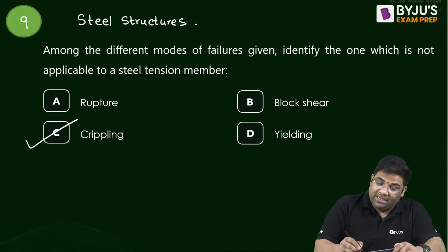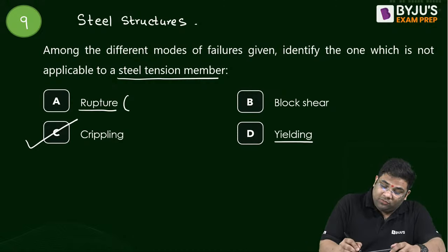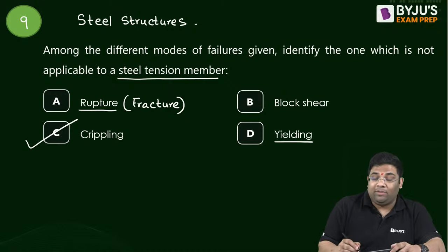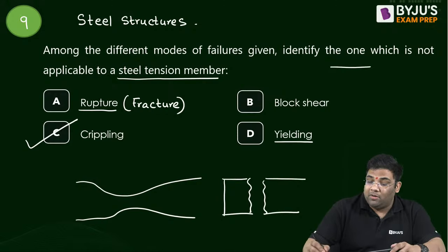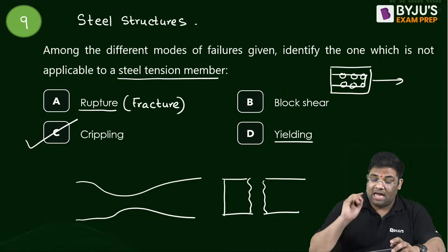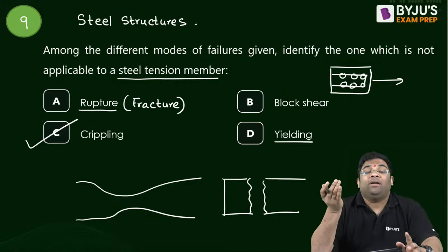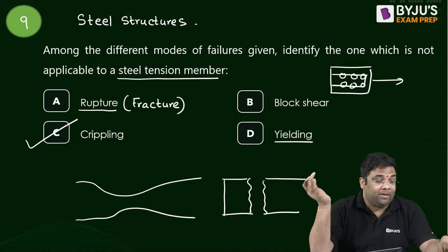Very good. Answer is crippling. Tension members fail in 3 modes. Either there will be what? Yielding. It will yield. Or there will be rupture. Rupture means fracture, about the net area, right? Either it will yield like this, or it will fracture like this, or there is block shear failure, where if we have bolts like this, it will fail as a block. So the answer is crippling. Crippling is found in compression members. Crippling means we can say buckling.